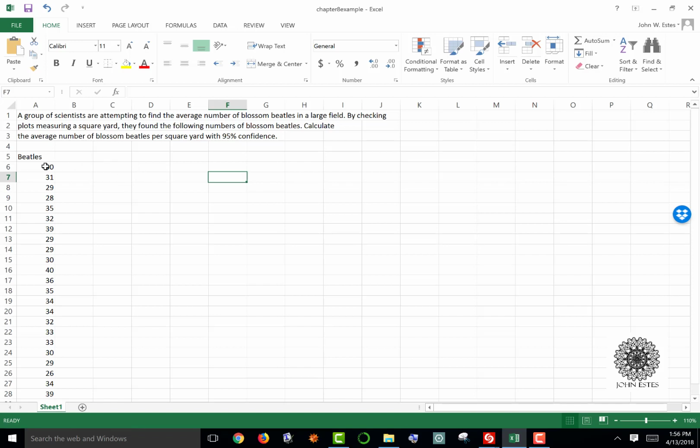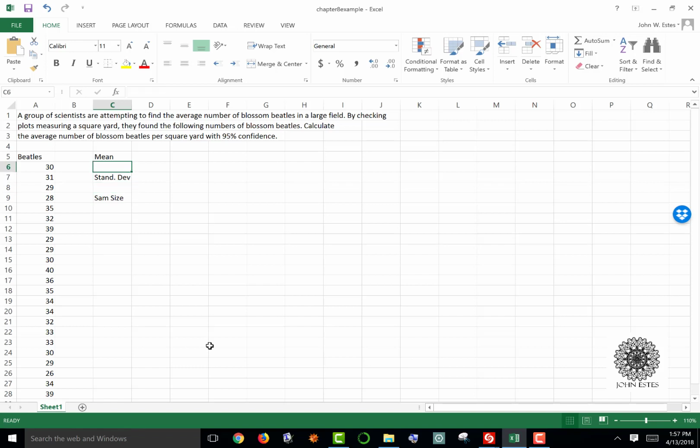And so here's our data set starting in cell A6 going down to A29. These are the number of beetles they found in these square yard plots. Okay. Now, to do a confidence interval, there's a few things we're going to need. We're going to need to know a mean. We're going to need to know some sort of standard deviation. We also are going to need a sample size. So we'll start with that.